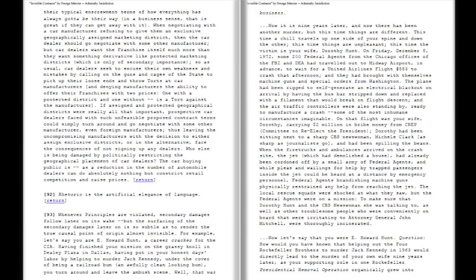The local rescue squads were shocked at what they saw, but the federal agents were on a mission to make sure that Dorothy Hunt and the CBS newswoman she was talking to, as well as other troublesome people who were conveniently on board that were irritating to Attorney General John Mitchell, were thoroughly incinerated. Now let's say that you were E. Howard Hunt. Question. How would you have known that helping out the four Rockefeller brothers to murder Jack Kennedy in 1963 would directly lead to the murder of your own wife 9 years later, as your supporting role in one Rockefeller presidential removal operation organically grew into another?